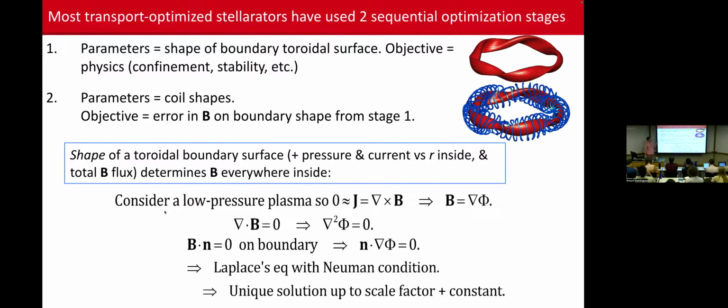Moreover, this also tells you that the shape of the toroidal boundary surface, plus some extra parameters, if you have pressure and current, and are given the total magnetic flux, determines the magnetic field everywhere inside the plasma. And this fact that the shape totally determines it allows us to basically just have the coil optimization target this B dot n on the surface.